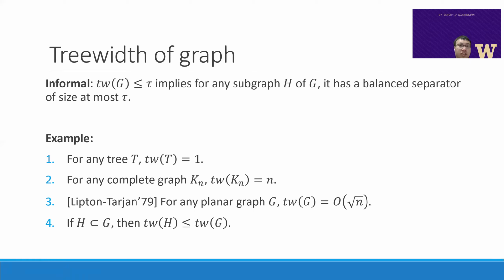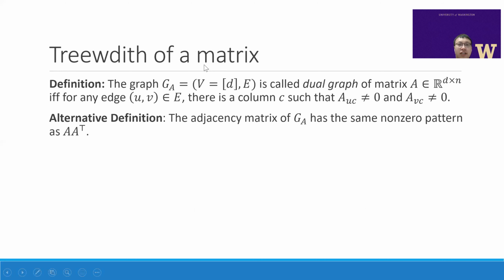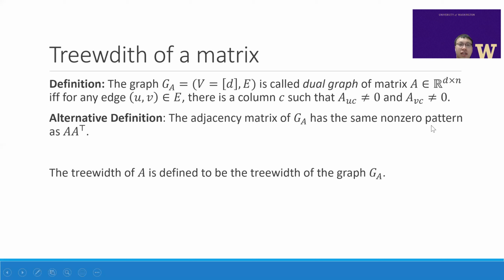And what is the treewidth of a matrix? Here, given a matrix A, we construct the corresponding dual graph GA by adding an edge UV to the graph if there is a column C such that both AUC and AVC are non-zero. The alternative definition is that the adjacency matrix of GA is defined by the non-zero pattern of A A transpose. And the treewidth of the matrix A is defined to be the treewidth of the corresponding dual graph GA.